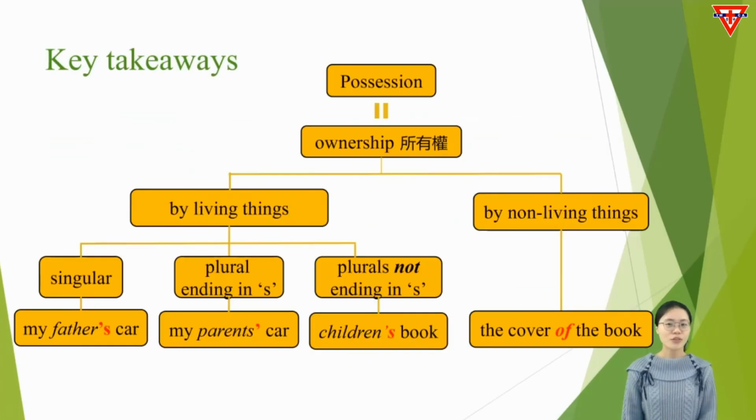Before I let you go, let's do a quick recap. In this lesson, we've learned how to show possession in English. Possession means ownership. When a living thing owns something, use an apostrophe and s for singulars and plurals that don't end in s. Use only an apostrophe for plurals that end in s or s sound. Since a non-living thing cannot own things, we use the or phrase, except for the cases we've just covered.